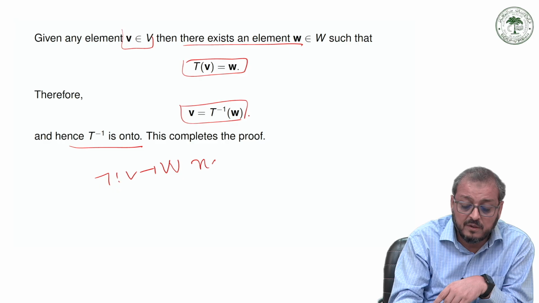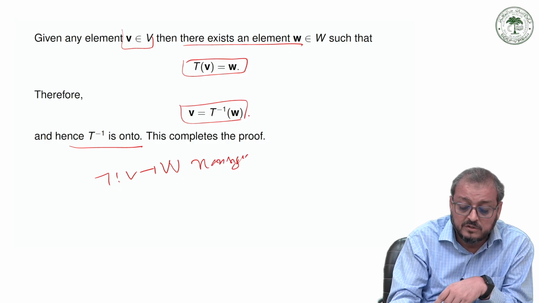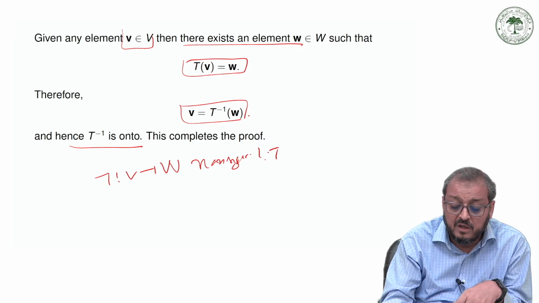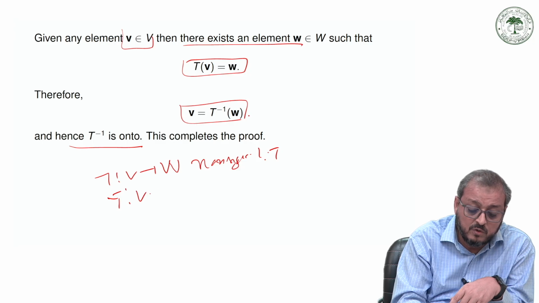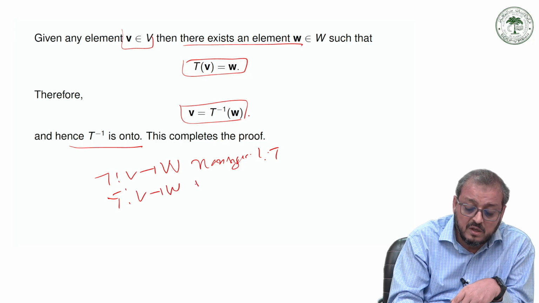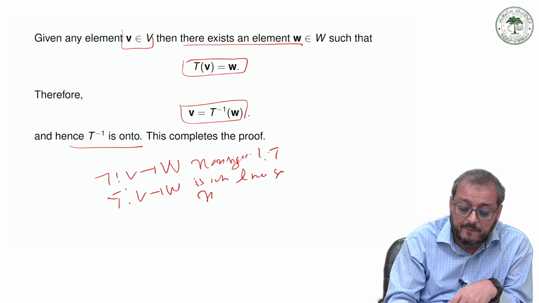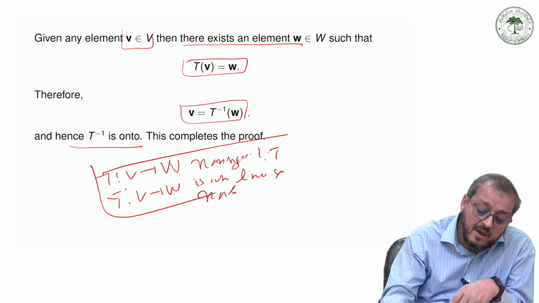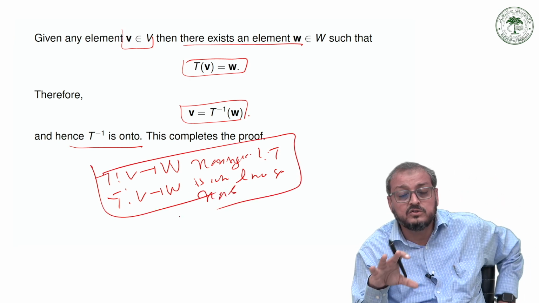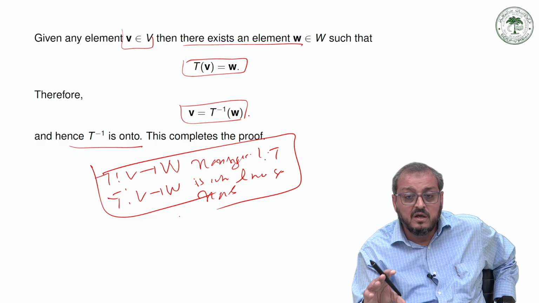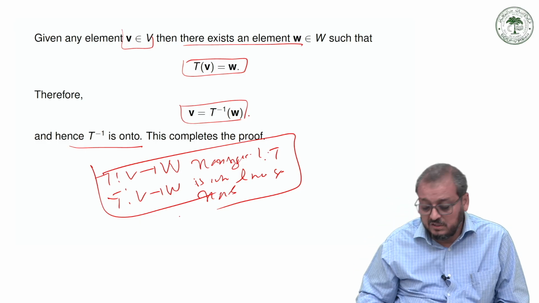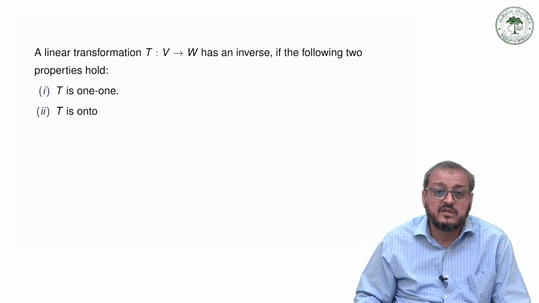So we say that if T from V to W is a non-singular linear transformation, then T inverse from W to V is also linear and non-singular. This means if T is a non-singular linear transformation, then T inverse also is a non-singular linear transformation.